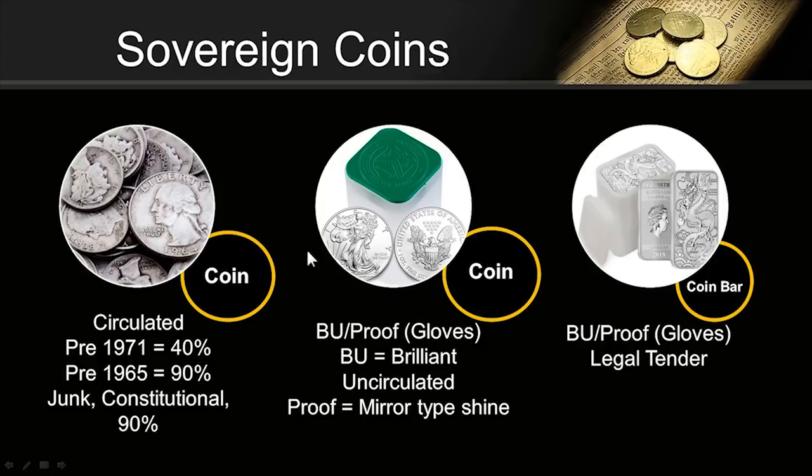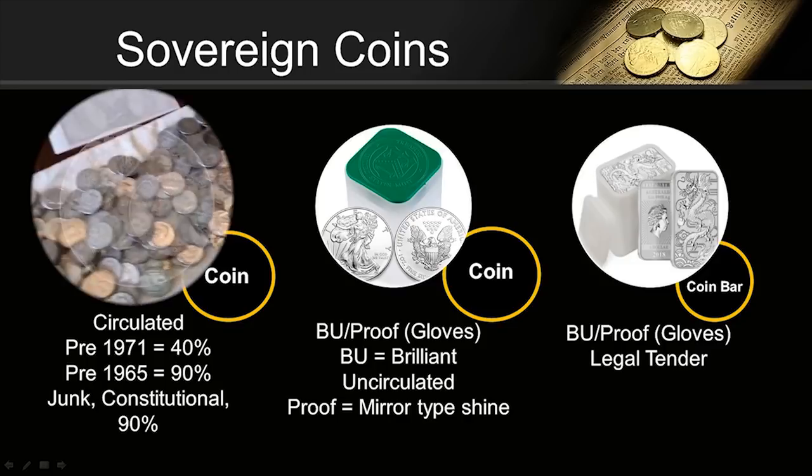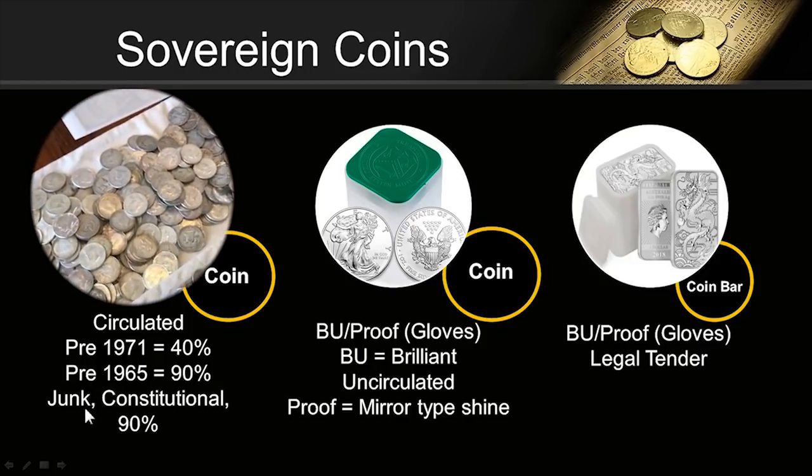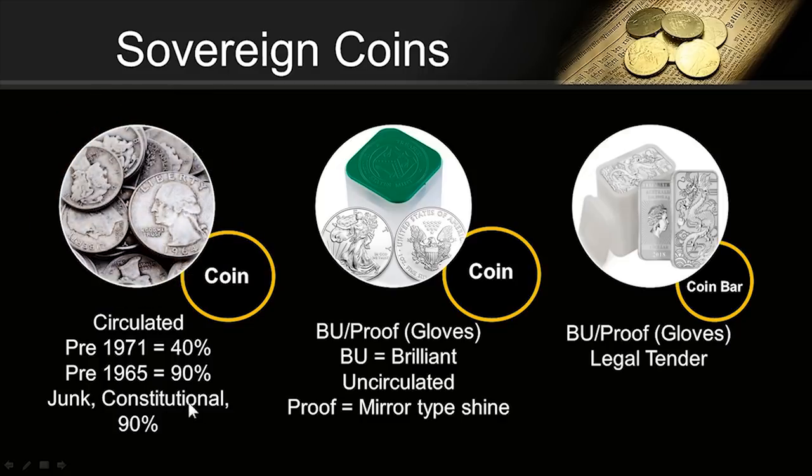So there are 3 different types of coins, guys. First, they're circulated, like the old silver we have here in the United States. The nicknames for it are junk silver. Some call it constitutional silver because our Constitution says that money, coinage, must be silver. And it's also called 90%. And then we actually have 40%. So 1965 to 1970 is 40%, and then pre-1965 is 90%.